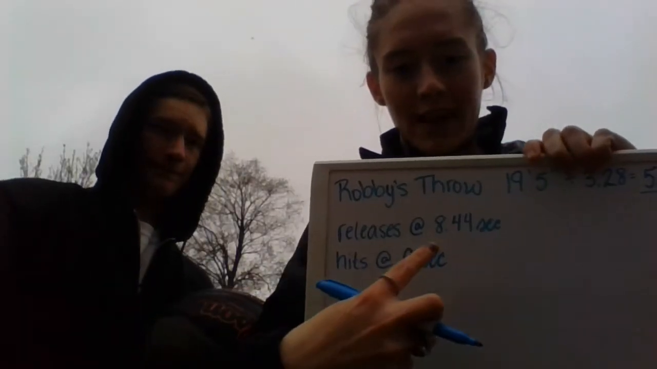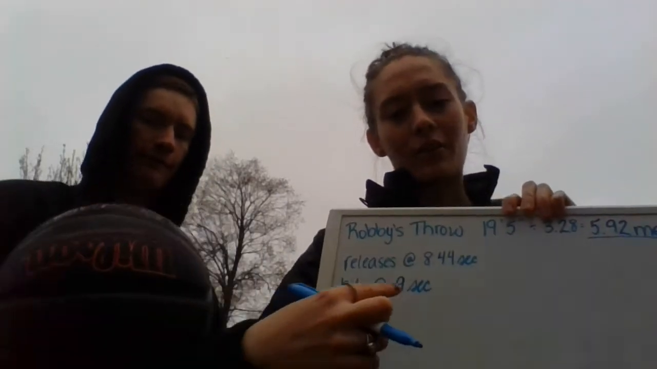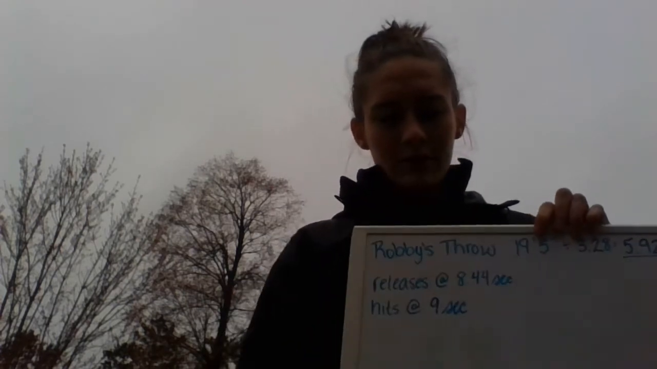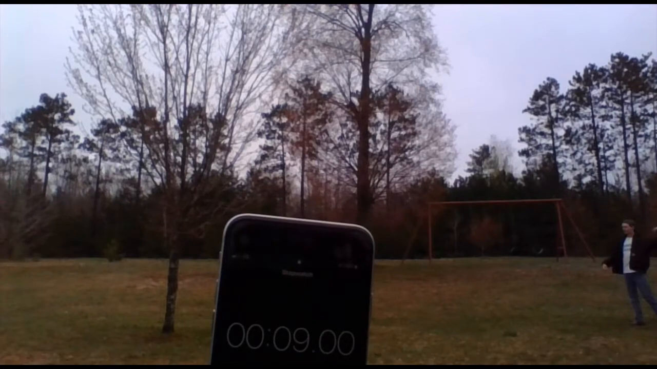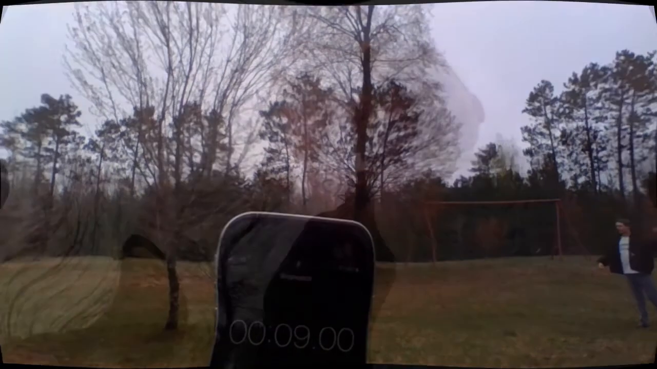Upon looking back on Robbie's throw video, he releases the ball at 8.44 seconds and it hits the ground at 9 seconds. We calculated this by looking at what the bottom of it says when you record with your stopwatch in the corner. You then subtract these numbers. After subtracting these two numbers, you end up with 0.56 seconds.